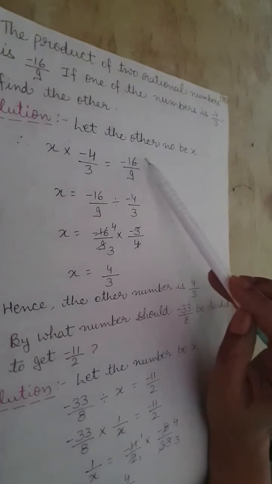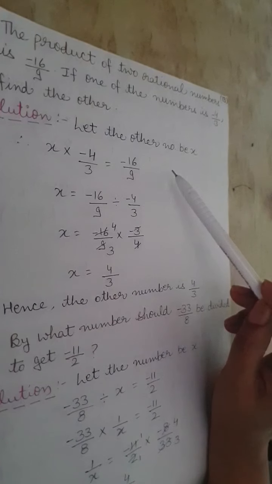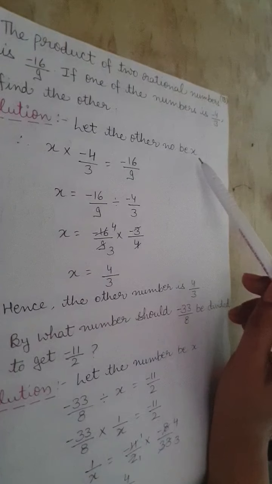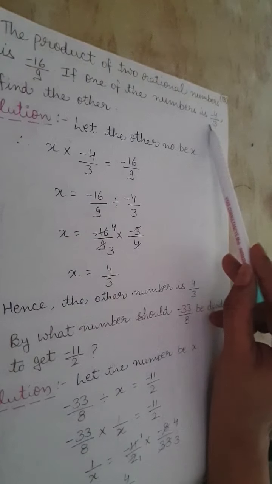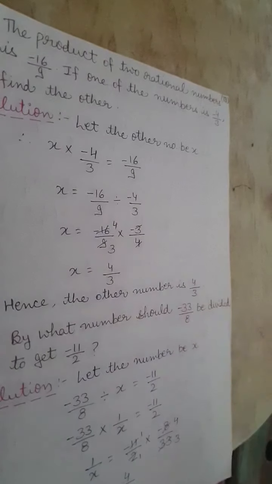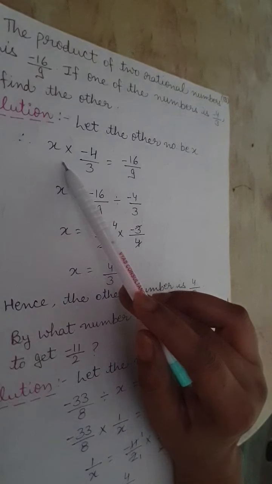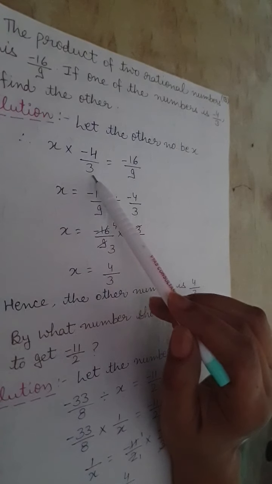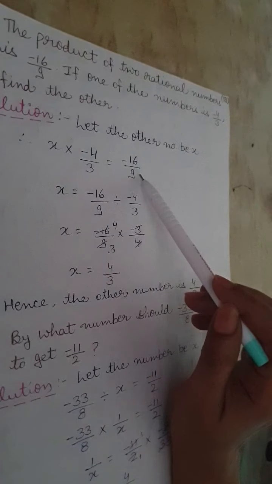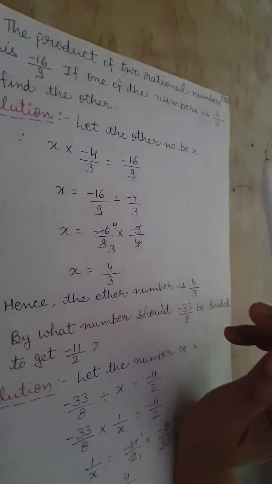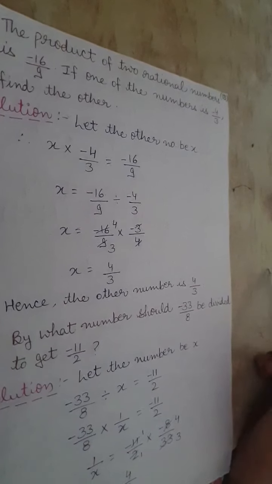So just take the other rational number to be x. We have taken the other rational number as x. So x multiplied by -4/3. जो एक नंबर हमको दिया है हमने उसको क्या किया? अदर नंबर जो हमने x एज्यूम किया है उससे हम क्या कर रहे हैं? मल्टीप्लाई. And what is the product given? The product given is -16/9. This is our equation and now we have to solve it.